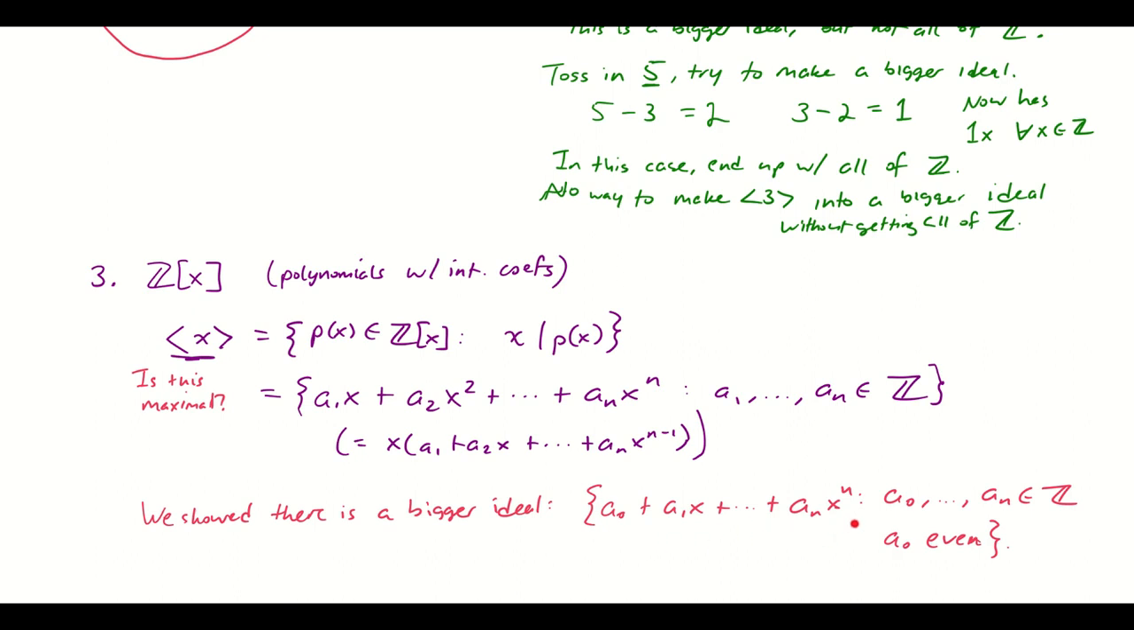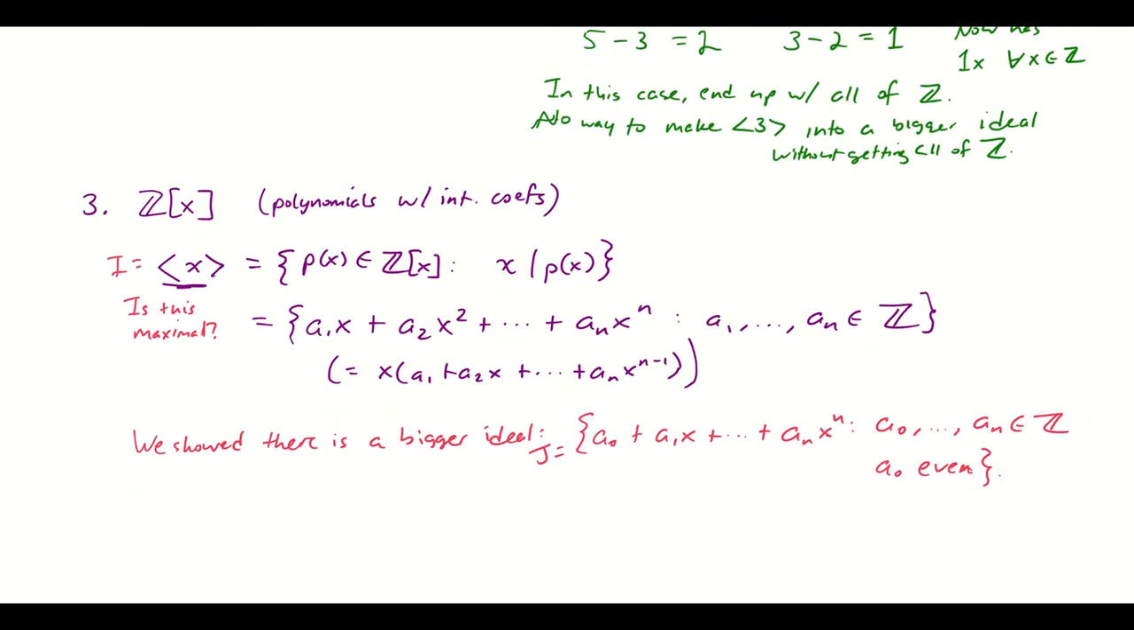Okay, so this set does contain all of these because all of these have constant term 0, which is even, but this is bigger because, for example, the polynomial 2 is in here, okay? And that polynomial 2 is certainly not in here. And also, this is not the entire ring of polynomials with integer coefficients. So this is a bigger ideal. We can call that J for now. We could call this I.